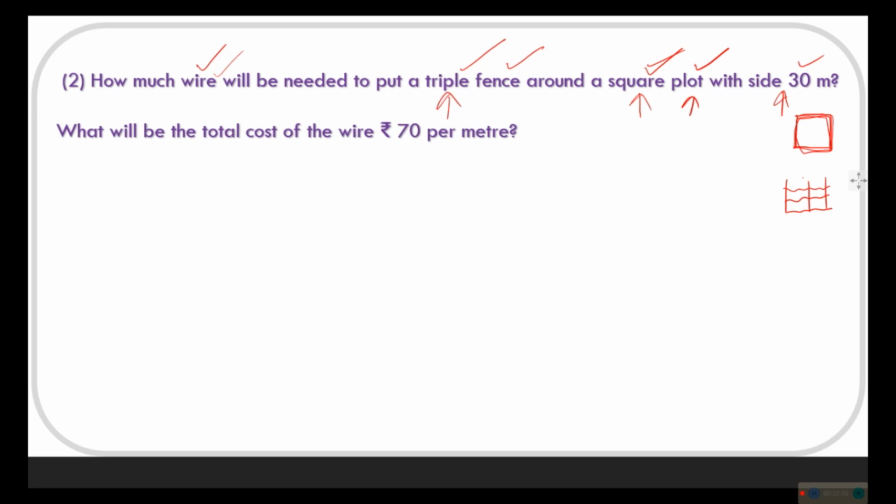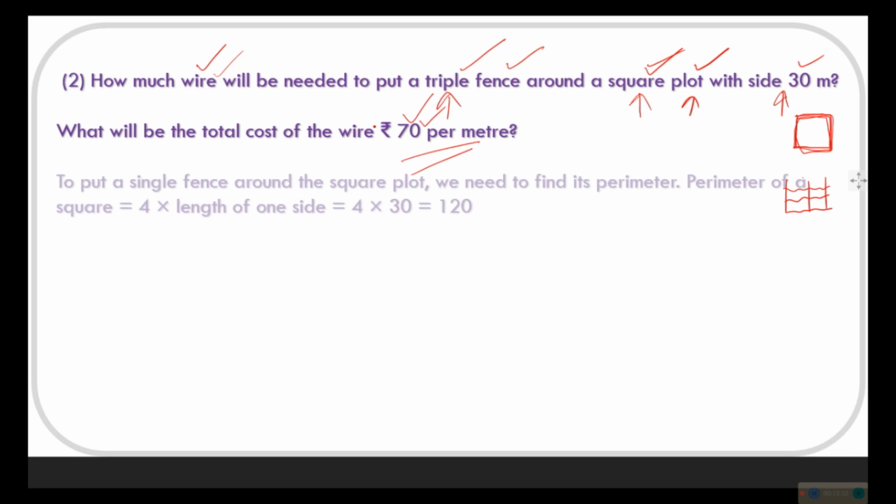And one more question is, what will be the total cost of the wire? ₹70 per meter. Per meter. 1 मीटर वायर का कॉस्ट 70 rupees. तो फिर ये 3 times फेंसिंग करने के लिए कितना कॉस्ट होगा? ये भी क्वेश्चन है. It's a good question.